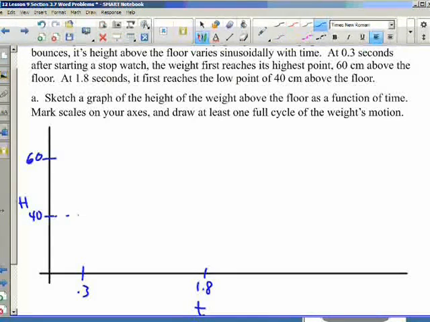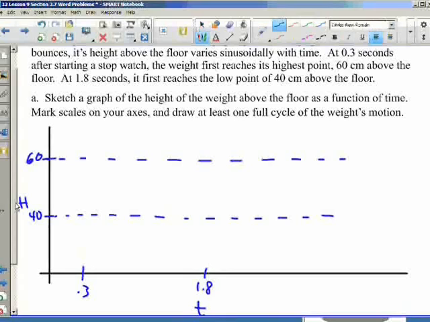And give ourselves a bit of a frame of reference here. We draw some dashed lines. And at its height, 0.3, it's at 60, and then 1.5 seconds later, it gets back down to its minimum. Sketch a graph of the height of the weight above the floor as a function of time. Mark scales on your axes, and draw at least one full cycle of the weight's motion.